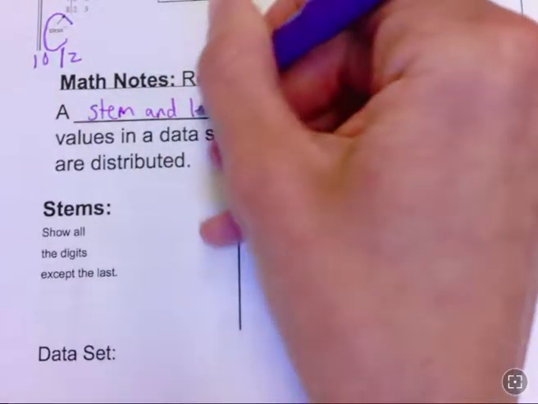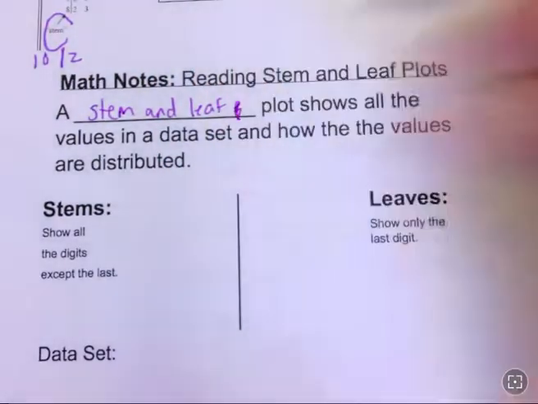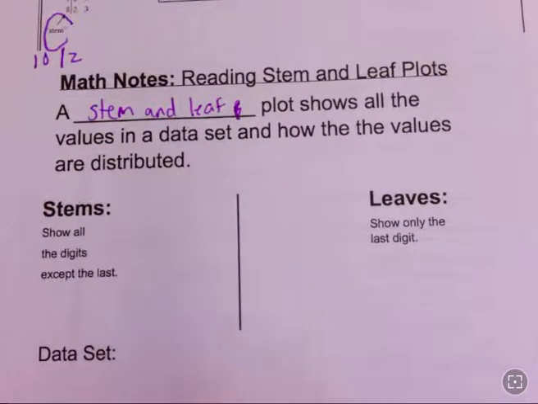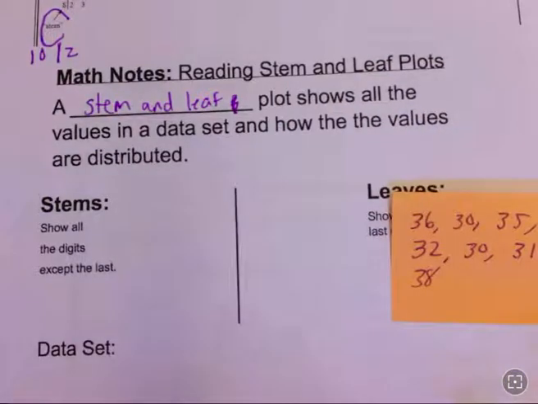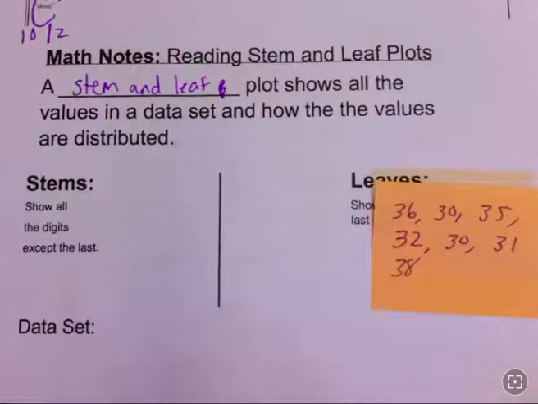A stem and leaf plot shows all the values in a data set and how they're distributed. So this is a set of data: 36, 30, 35, 32, 30, 31, and 38.